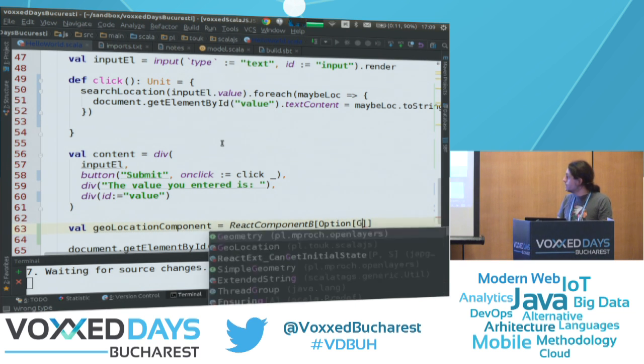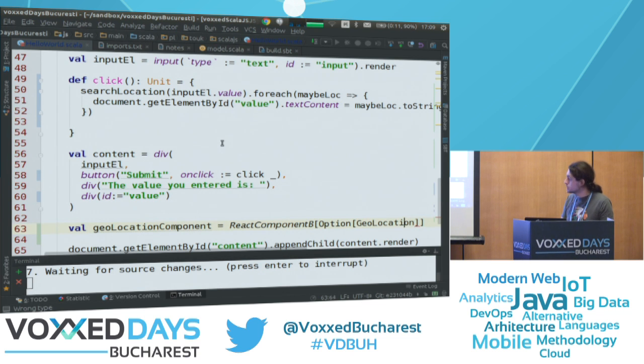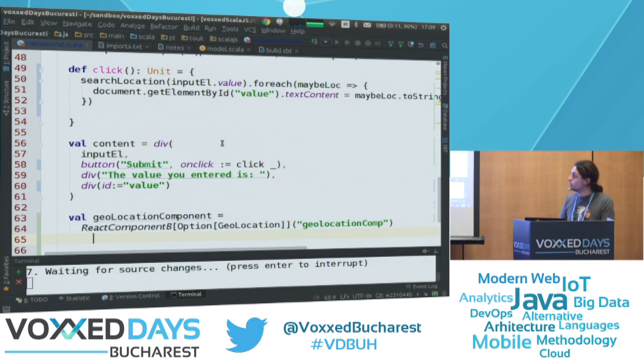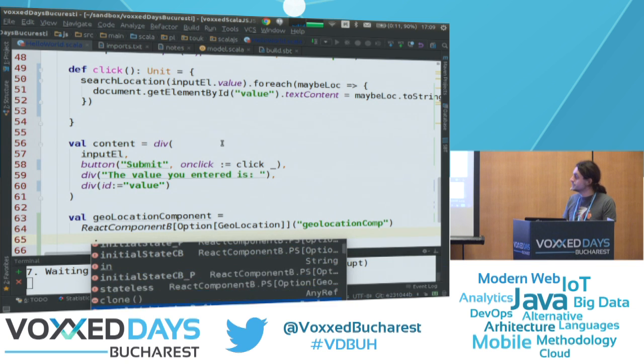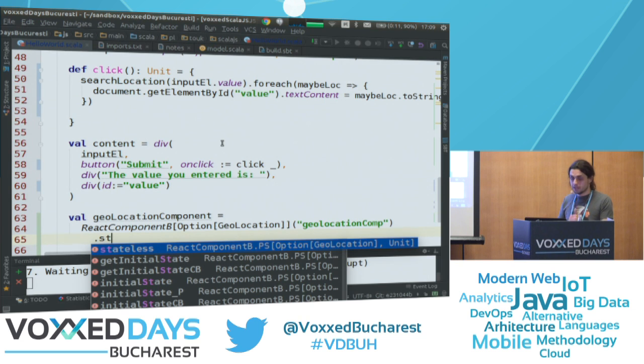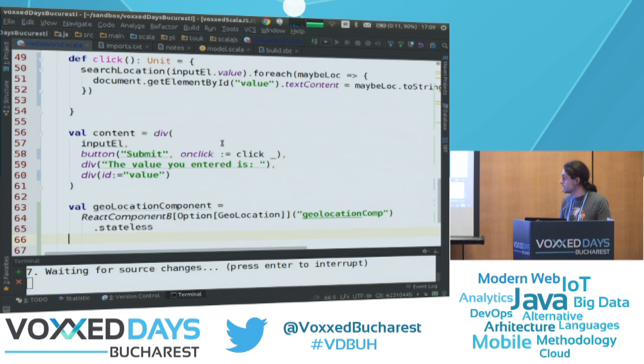And first we have to define what are the properties that will be displayed by this component. So it will be an option of geolocation. Then we have to tell what's the name of this React component. GeolocationComp, like that. And then we have an extensive builder pattern. There are lots of methods. First, we'll tell that it will be a stateless component. It will just display data and won't maintain any internal state.